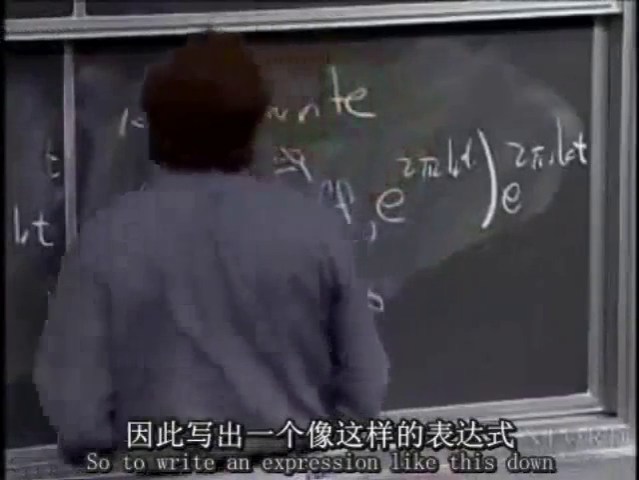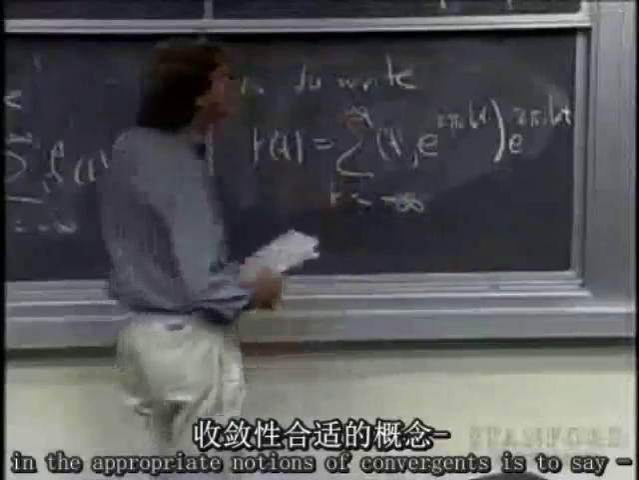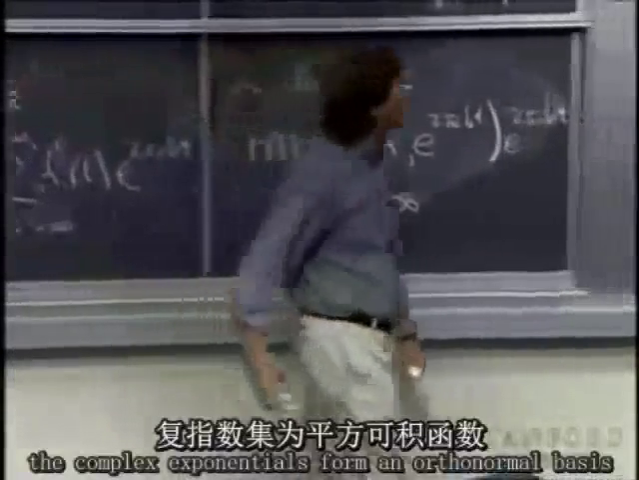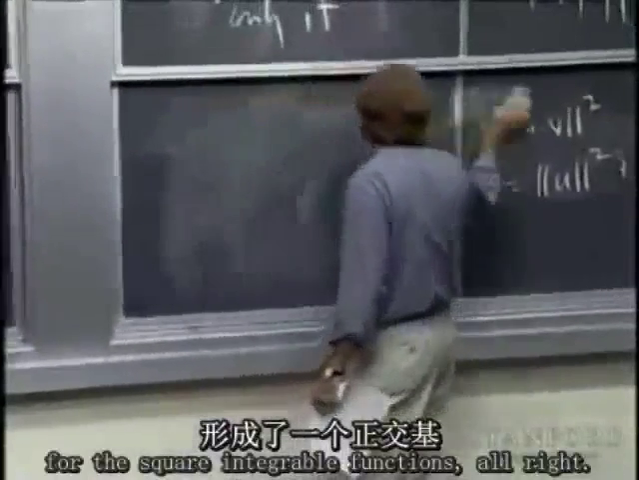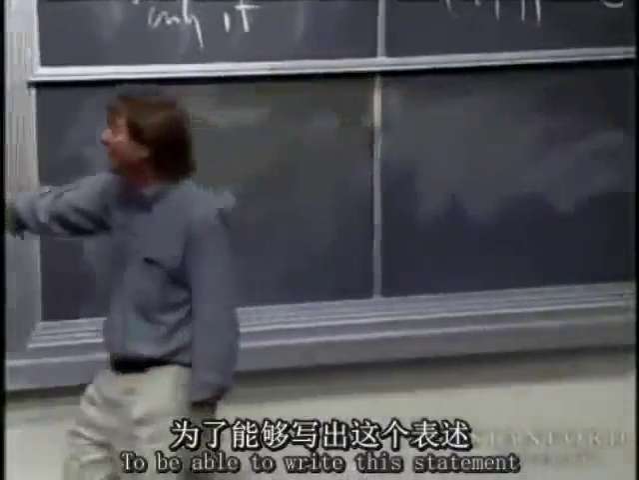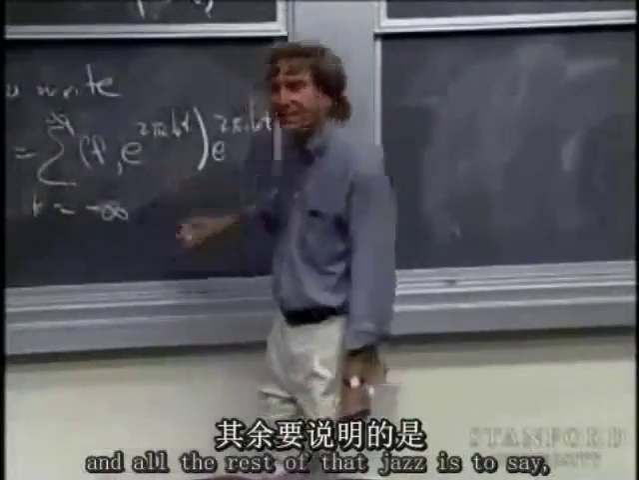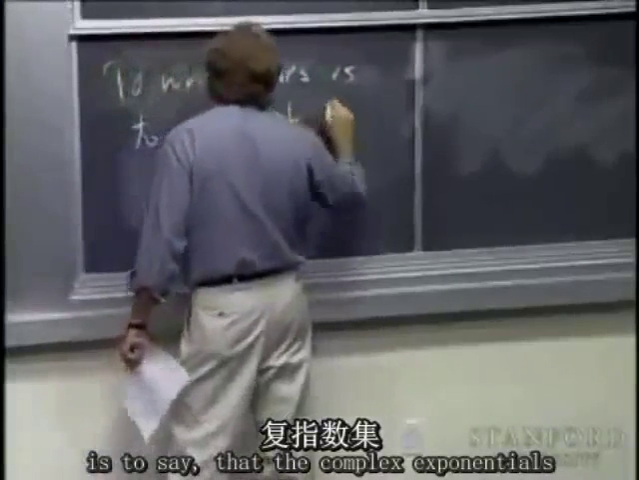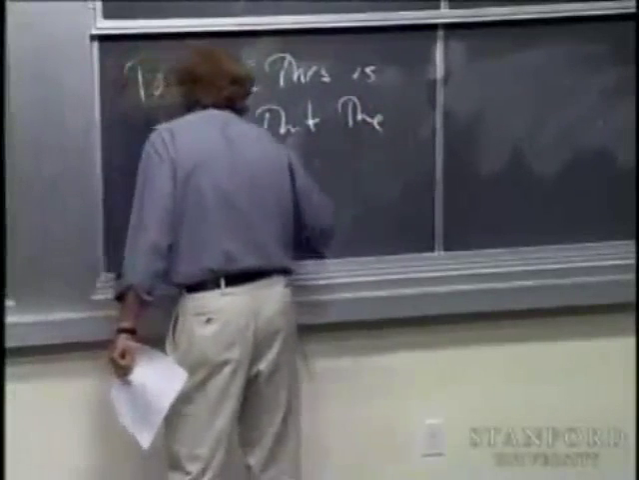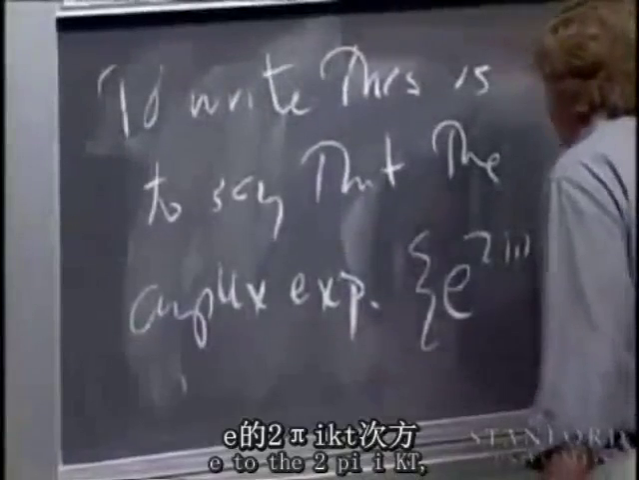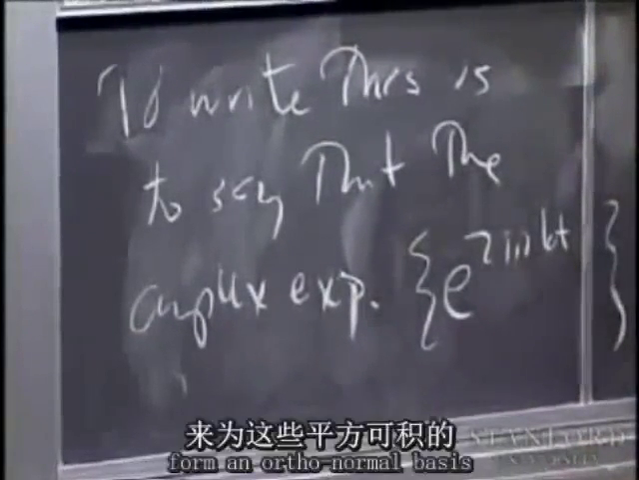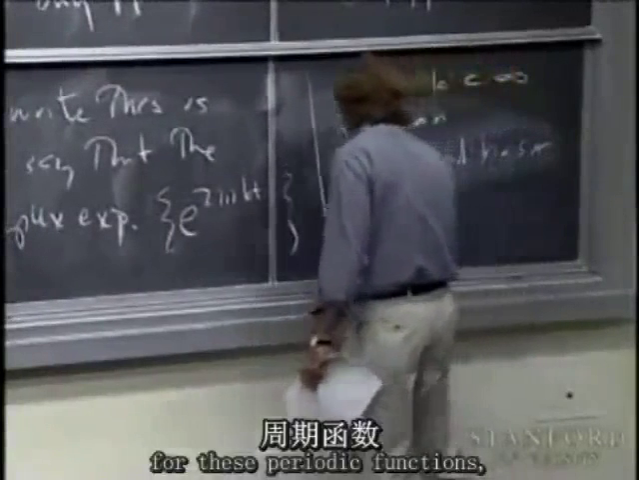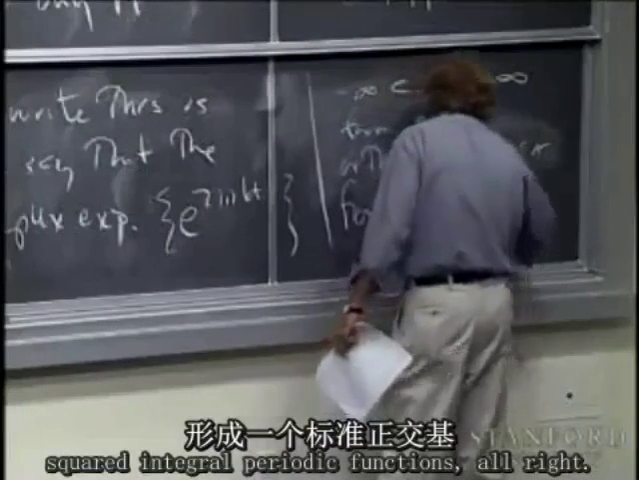All right? So to write an expression like this down, to be able to say this in the appropriate notions of convergence, and understand what it means in terms of convergence and all the rest of that jazz, is to say that the complex exponentials, that is all of these, e to the 2 pi i k t, k going from minus infinity to infinity, form an orthonormal basis for the square integrable periodic functions. All right?